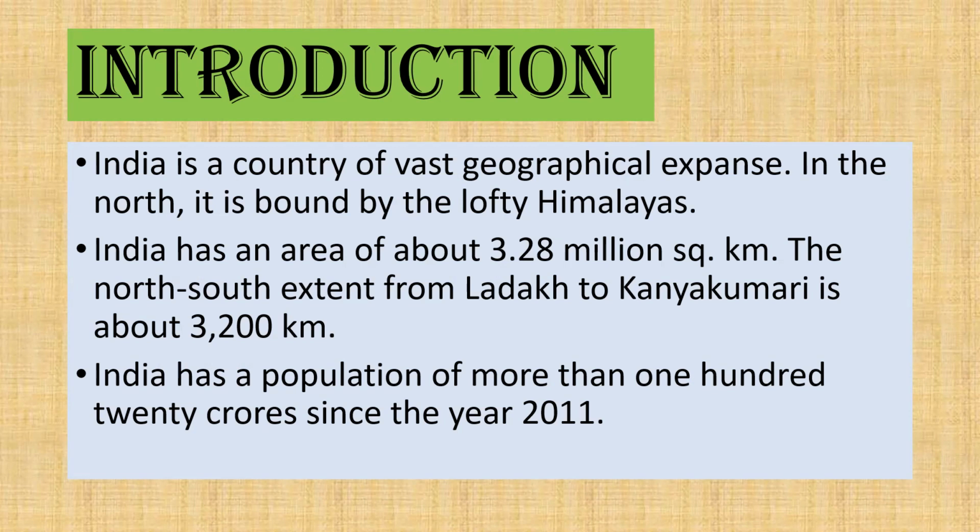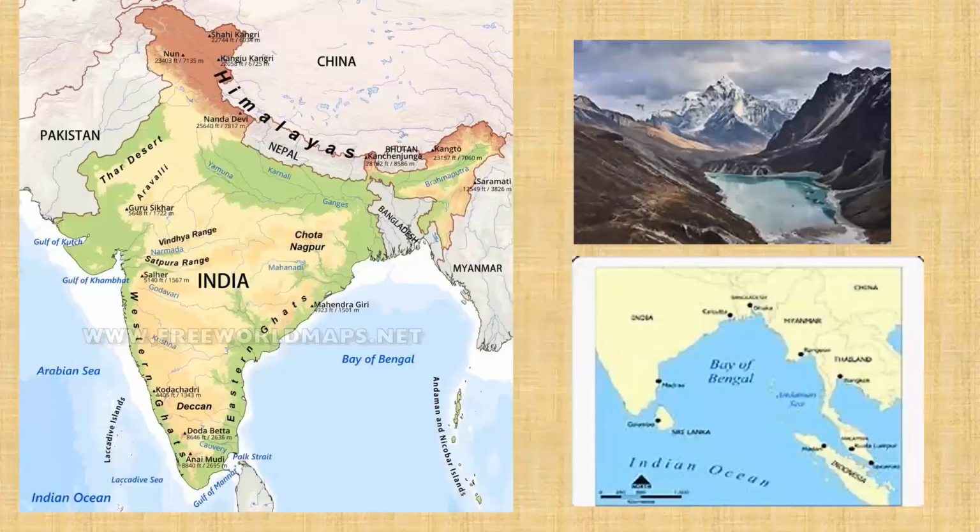So, class, do you know that India has a population of more than 120 crore since the year 2011, and it is the second most populous country of the world after China? So students, here you can see the map of our country, India. The Arabian Sea and the Bay of Bengal are also shown here.